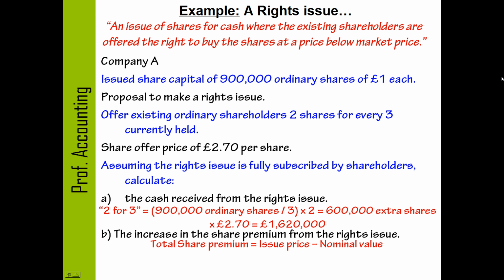We need to work out the £2.70 minus the £1 to get £1.70, but don't forget to times it by the 600,000 shares, because you're getting £1.70 share premium for every share that is to be bought by the shareholders. And since it's fully subscribed, it means that the full 600,000 extra shares will be bought. So multiply together and you get £1,020,000.